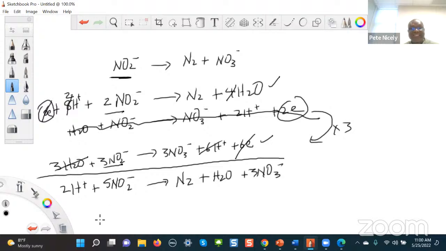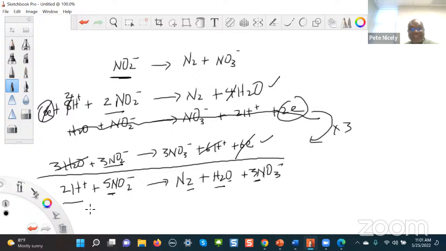But again, we need to check to make sure everything balances out. Starting with the hydrogens, we have 2 hydrogens here. We have 2 hydrogens, so that's okay. We have 5 nitrogens here. And we have 2 plus 3 nitrogens, 5. And then for the oxygens, we have 5 times 2, 10. And here we have 1 plus 9, 3 times 3, 9, 9 plus 1, 10. So the oxygens are balanced.